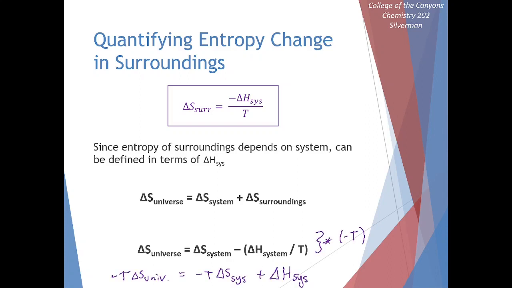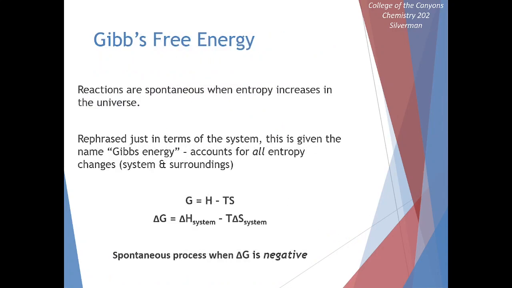This is the same equation, just reframed, but we'll see it in this form a little bit more often. The reason is that this negative T times delta S of the universe has a different name. We can call this Gibbs free energy. Gibbs free energy has the symbol G, or delta G for the change in Gibbs free energy. And it's another metric for when our reactions are spontaneous.